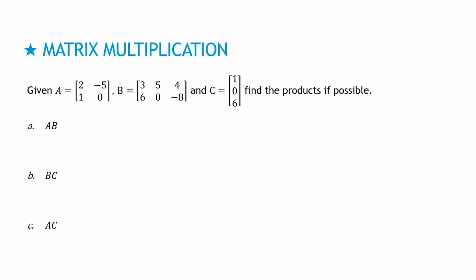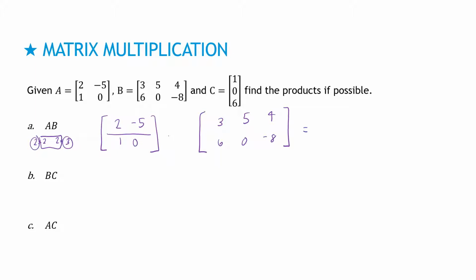Here are several for you to try, so press pause, try all 3 questions, then press play to see how you did. First thing I'm going to do for each one is always to see if I can actually multiply them. A is 2 by 2, B is 2 by 3, so I can multiply them, and I'm going to end up with a 2 by 3 matrix. So let's go ahead and do that one. 2, negative 5, 1, 0. And then 3, 6, 5, 0, 4, negative 8.